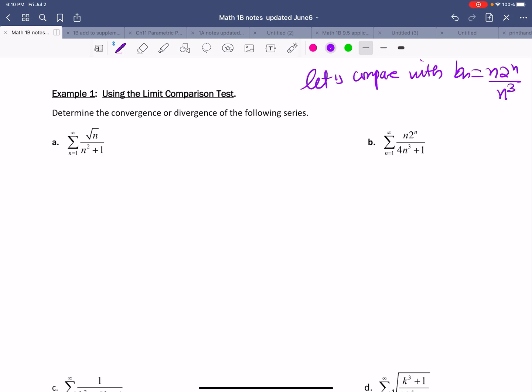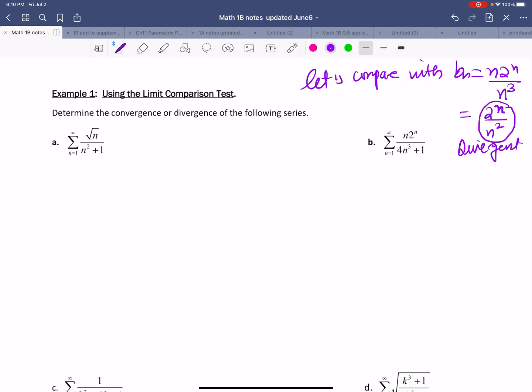n 2 to the power n over n to the third. We can compare it with that, which is going to be 2 to the power n over n squared. Now this series, 2 to the power n over n squared, we did it in the beginning of this chapter. We used the nth term divergence test. So this series diverges.